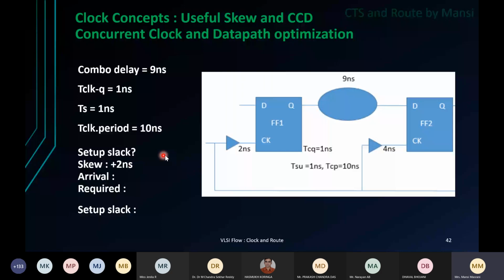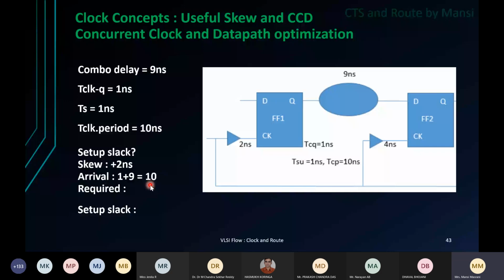Now my skew came into picture. Ideally, it's not balanced by skew. The earlier circuit was pretty much balanced for skew. Here it's not balanced, but if you see, my arrival time remains the same: 1 plus 9 nanoseconds of combo delay, it's coming over here at 10 nanoseconds.